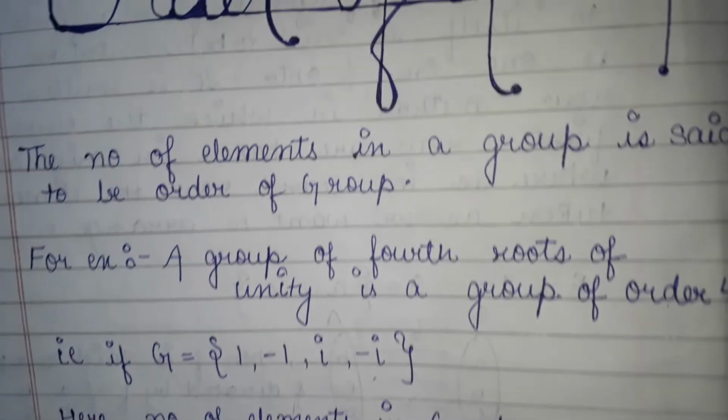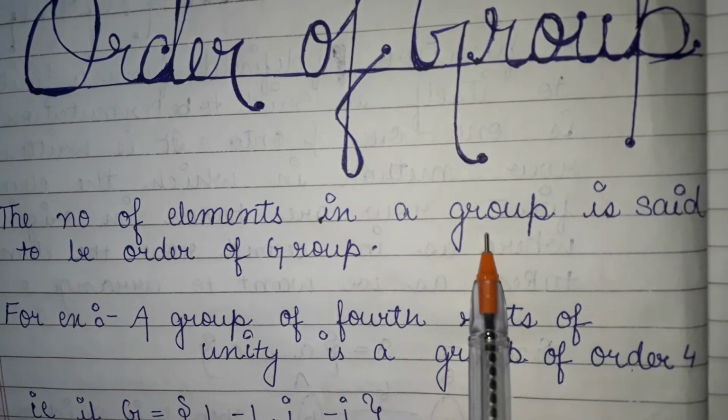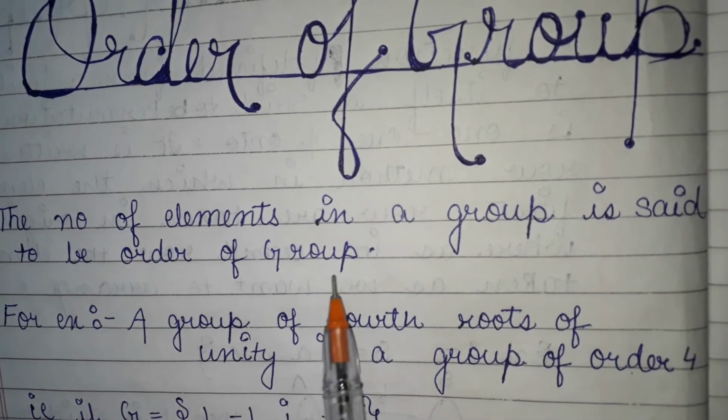So, one more revision. The number of elements in a group is said to be order of group.